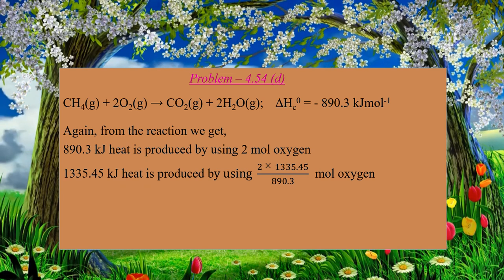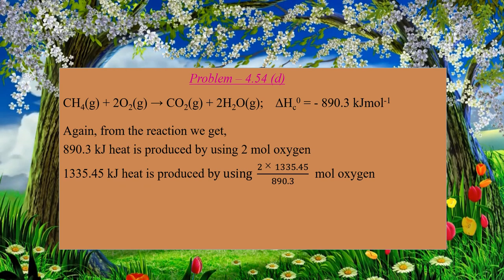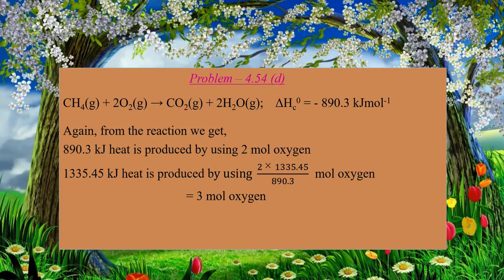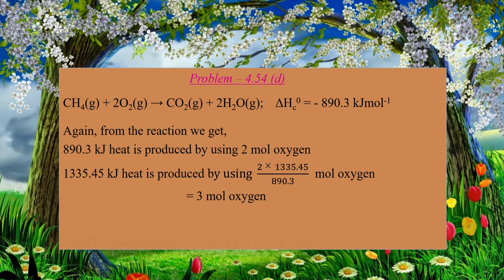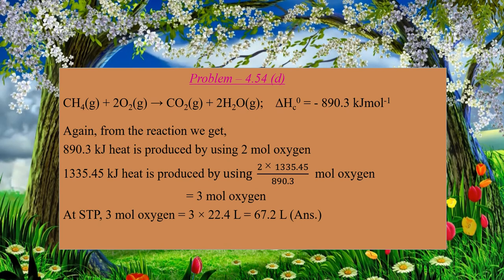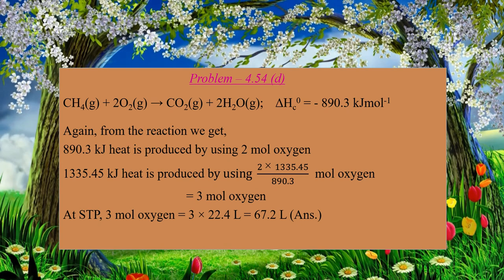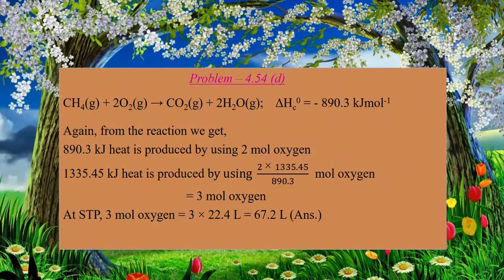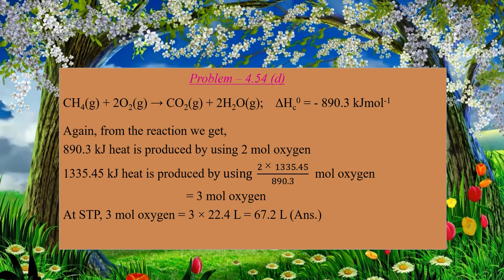1335.45 kilojoule heat is produced by using 3 mole oxygen. We have to calculate the volume of oxygen. At STP we know that 1 mole oxygen equals 22.4 liter. So 3 mole oxygen equals 67.2 liter. This is our another answer.